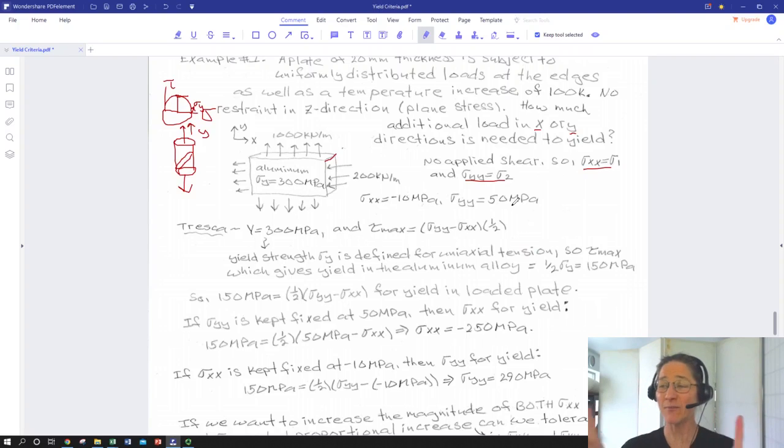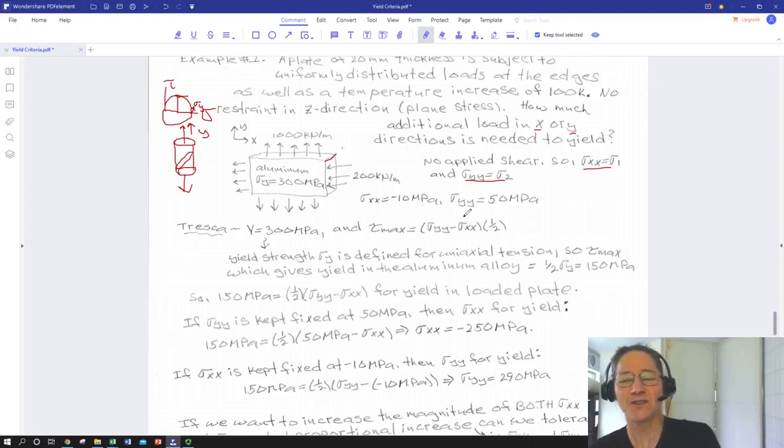So now we have a max shear that we can use. If that's the max shear that causes aluminum to yield, what's the max shear on our biaxial load state? We can use a Mohr circle to determine that and step through. So that will be the basis of our Tresca yield criteria.